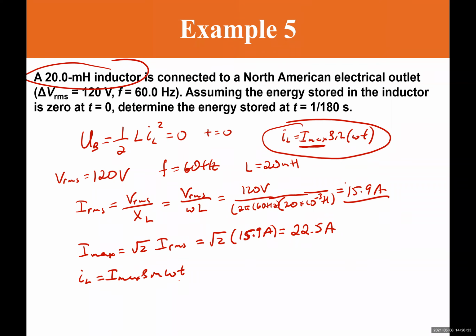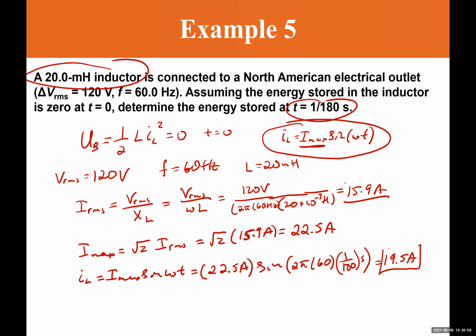From here, I can plug in the values. I have my maximum current, 22.5 amps, then sine of my angular frequency, 2 pi times 60, then t here is given as 1/180th of a second. So if we do this calculation, this will give us 19.5 amps.